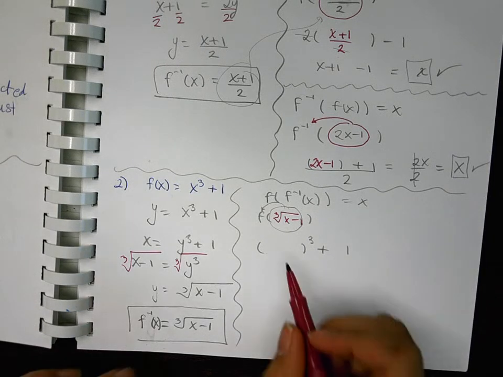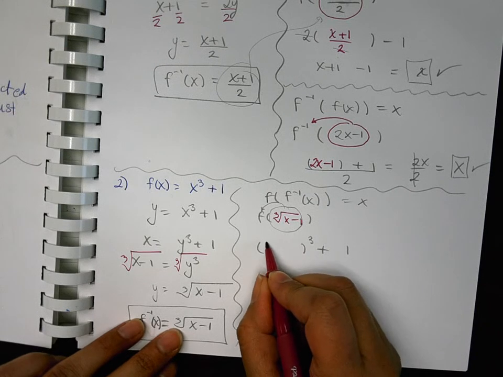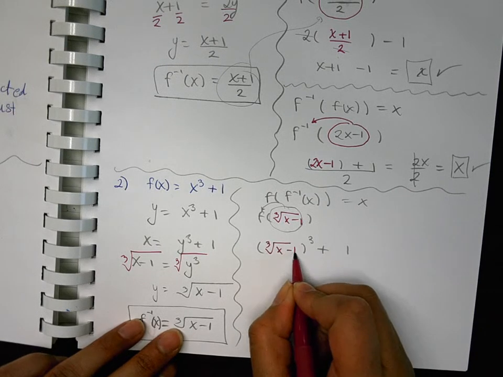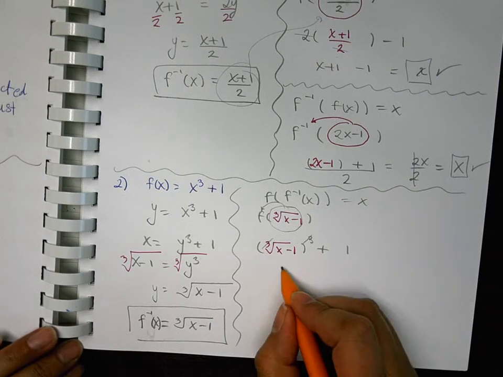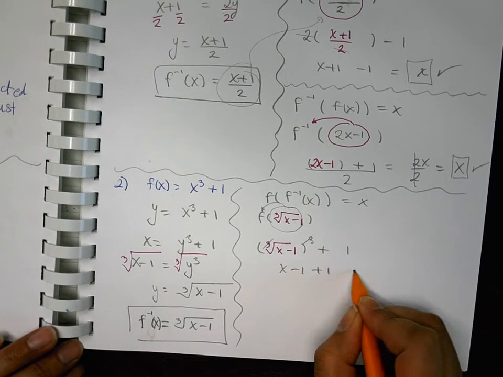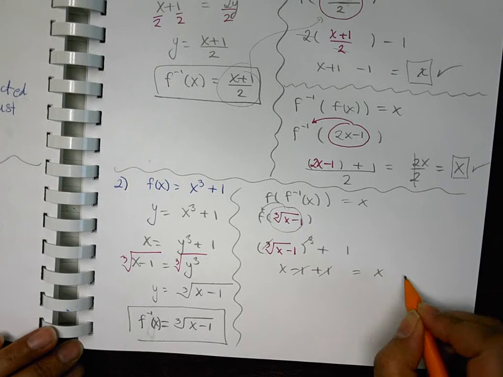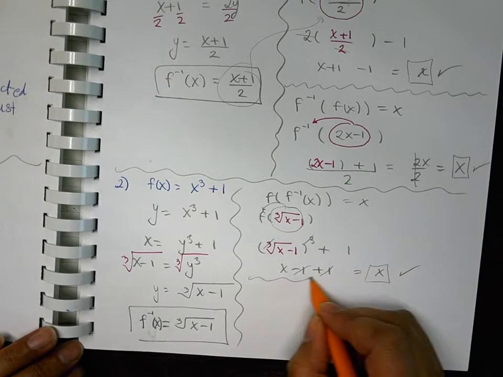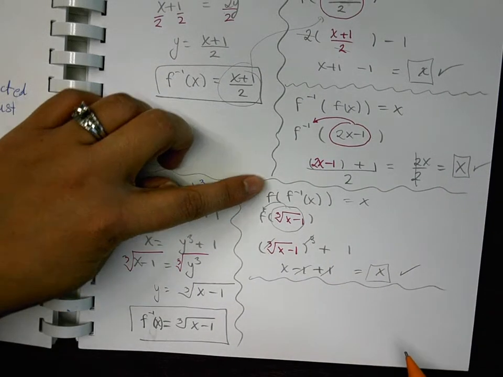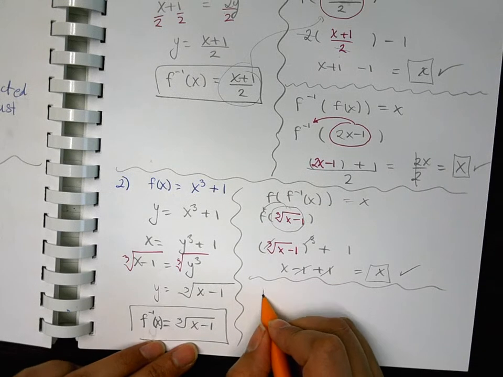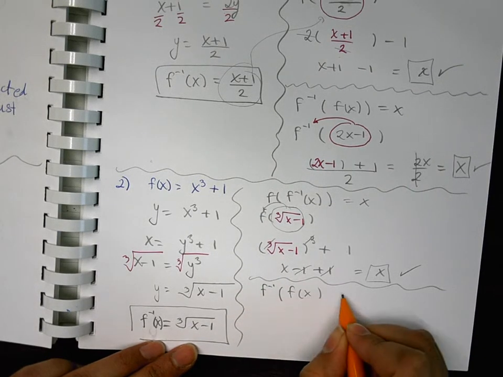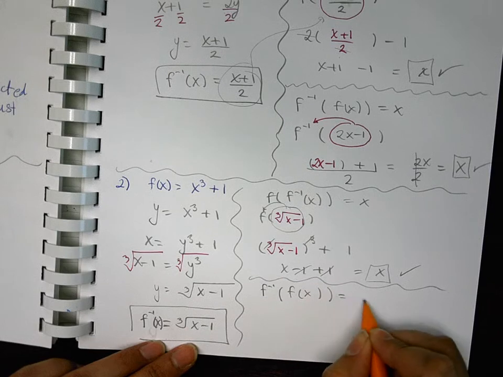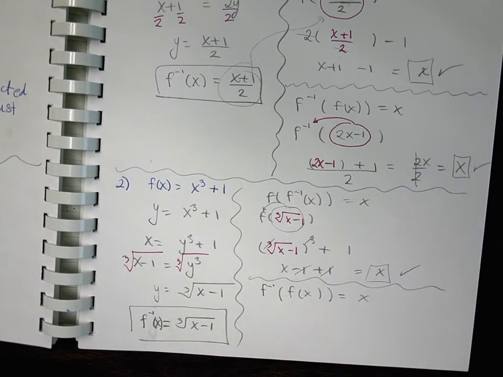All right, did it work for that one? Yeah. What did you plug in the blank? Cube root of x minus 1, and it's raised to the third, so what happens there? And you have x minus 1 plus 1, which equals x. All right, and the last piece, instead of f of f inverse, is what? F inverse of f. All right, I'll let you try that one on your own.